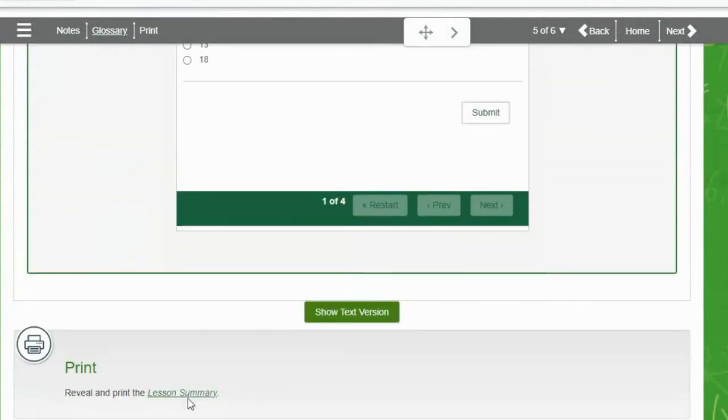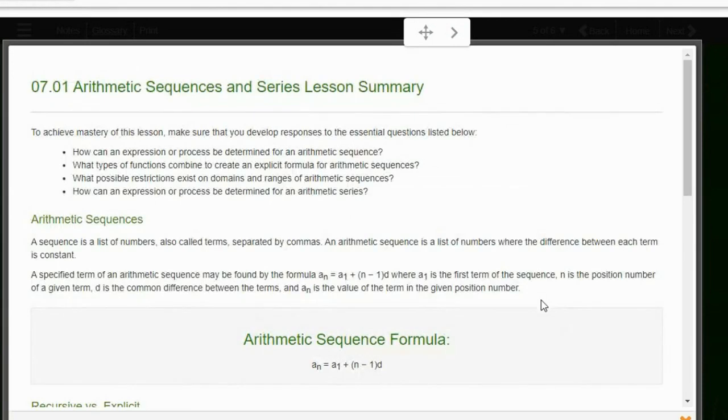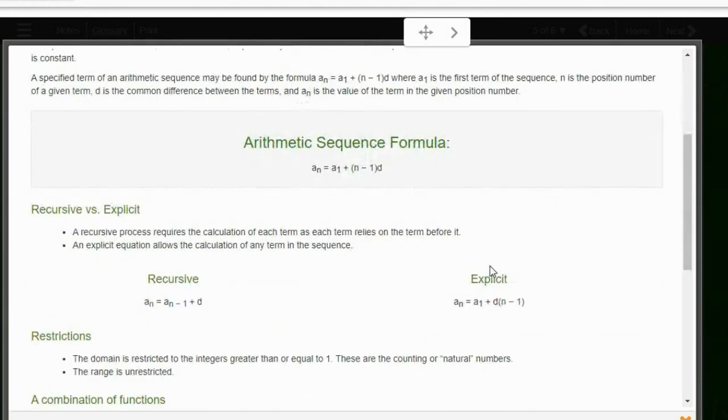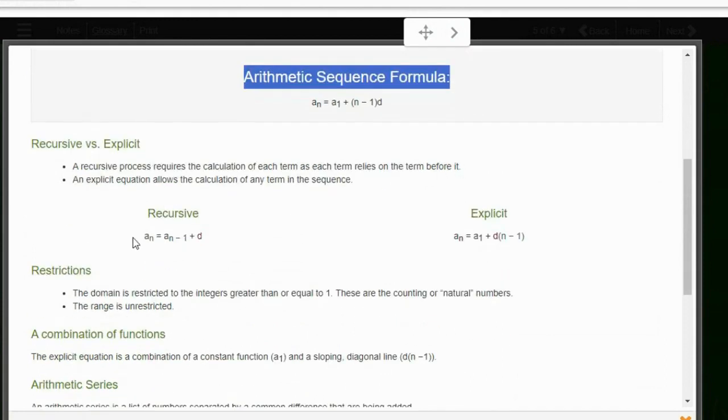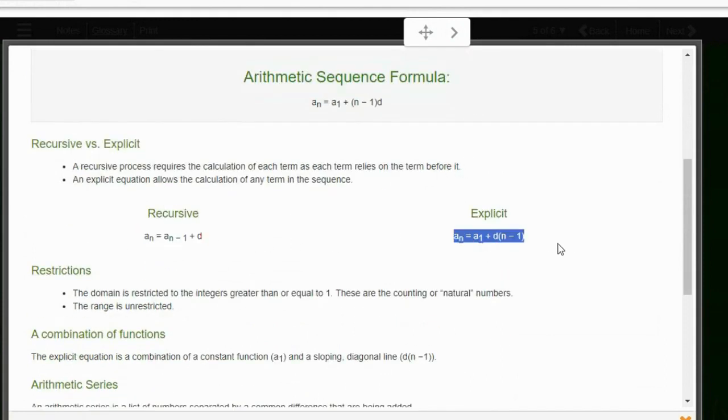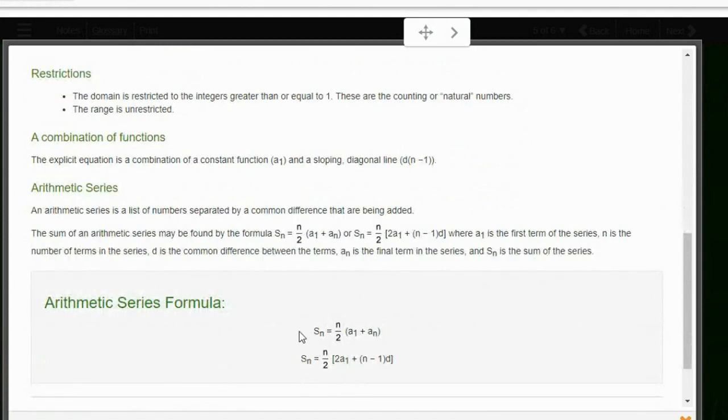All right, lesson summary right here. It should have all those formulas that we put in our notes. You could just print the summary and use it as your notes if you like. It talks about arithmetic sequence, both the recursive and the explicit formula, and then the 2 formulas to use for an arithmetic series where we're taking the total, the sum, the 2 different formulas you can use for that.